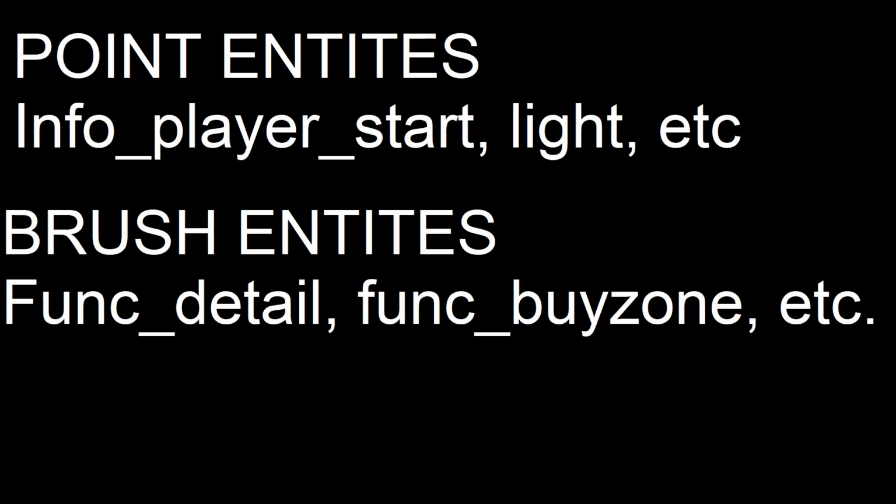Entities come in two different varieties, point entities and brush entities. Point entities are things like lights, items, spawn points, NPCs, and props. Brush entities are things like triggers, func_details, and buy or bomb zones in Counter-Strike.